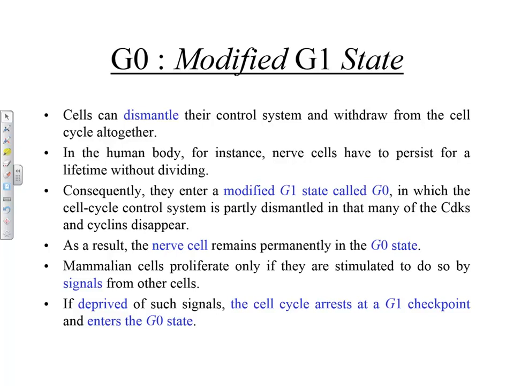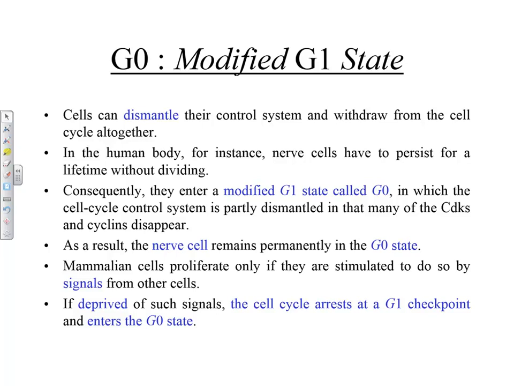Now, cells can also dismantle their control system and withdraw from the cell cycle altogether. This business of grow, divide, they can put an end to that. So in the human body, for example, the nerve cells have to persist for a lifetime without dividing. That's the reason that if you break your spinal cord, then you're paralyzed. It's not going to repair.